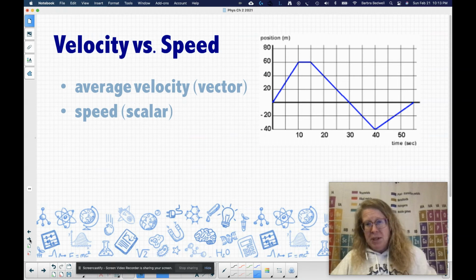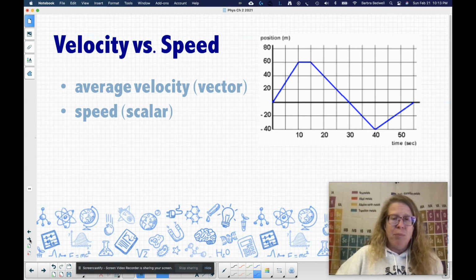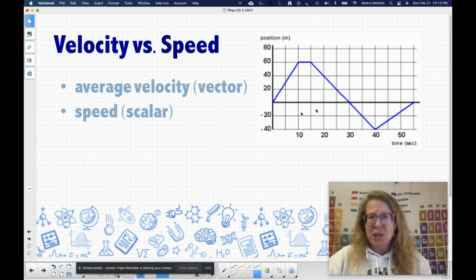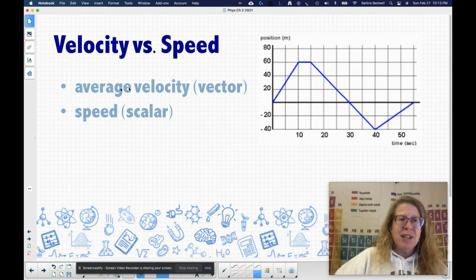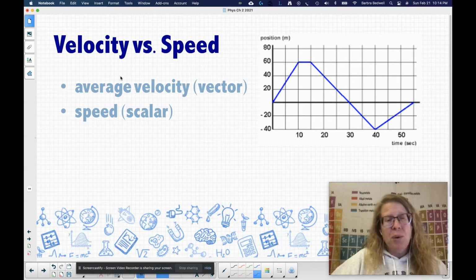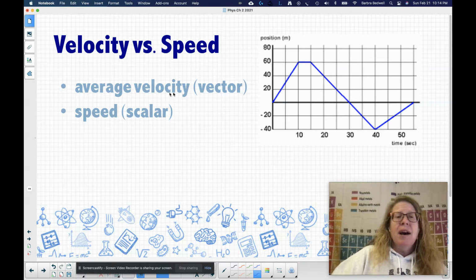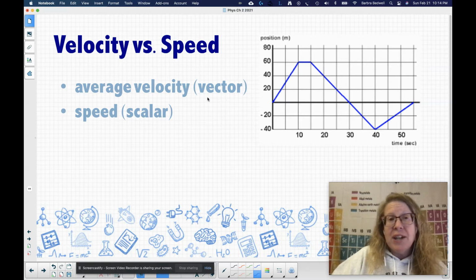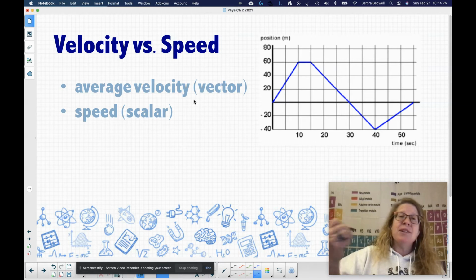Okay, I'll mention this one quickly. We've talked about this kind of graph before. Here's a position-time graph. What does this mean? Velocity versus speed. These two words have a very similar meaning, and I do want to mention the difference between them. Velocity is a vector. Vectors have both magnitude and direction.